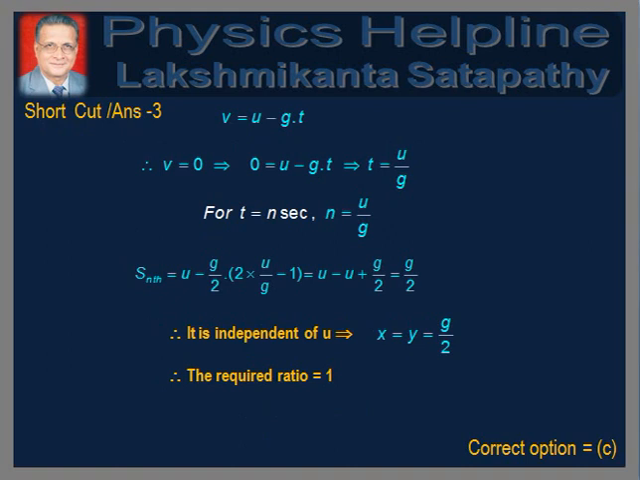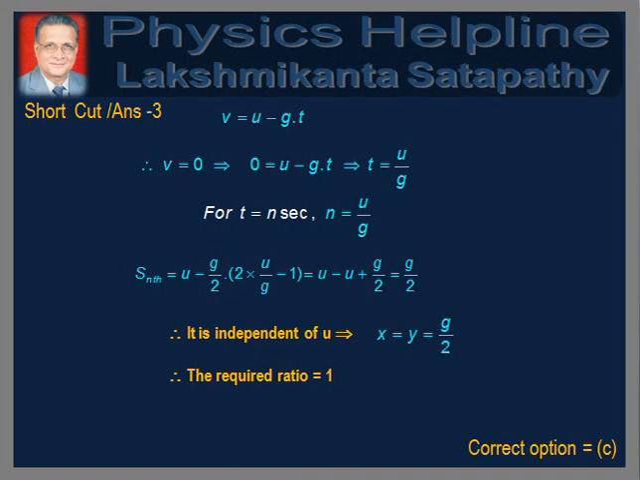Now, we will discuss a shortcut method for question 3. Consider the equation V is equal to U minus GT. Therefore, when V is equal to 0, we have T is equal to U by G. When time of journey is equal to n seconds, we have n is equal to U by G.